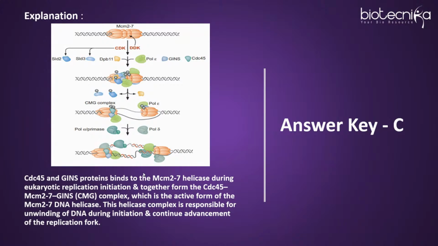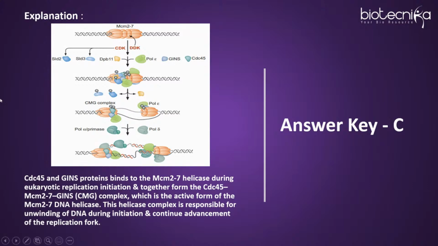So this complex is basically the active form of helicase, which is required for the unwinding of the DNA. Unless and until this pre-initiation complex is formed and the unwinding of the replication fork takes place, the further replication process won't take place, right? And this helicase complex is responsible for the unwinding of the DNA during the initiation and the advancement of the replication fork. This complex is also required for the continuation of the replication going on in the DNA.